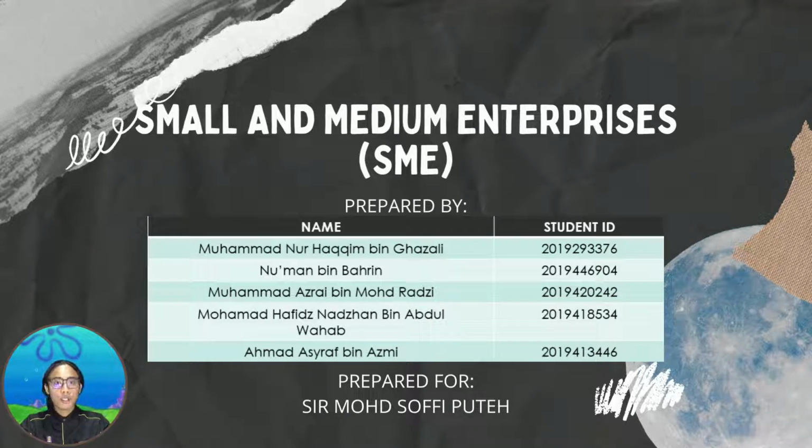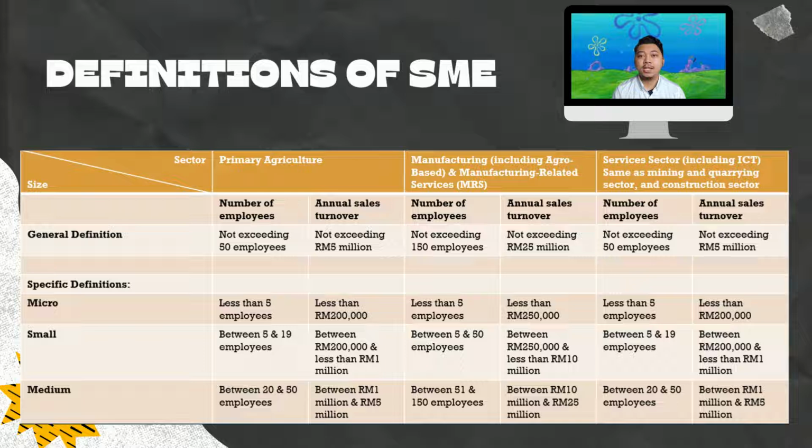In this video, me and my roommate would like to present about small and medium enterprises. Presently, there is no common definition of small and medium enterprise or SME in Malaysia. An enterprise will be classified as an SME if it meets either the specific number of employees or annual sales turnover definition. Primary agriculture, services including ICT, mining and quarrying, and construction sector have the same definitions, while manufacturing, including agro-based, has same definitions with manufacturing related services or MRS.